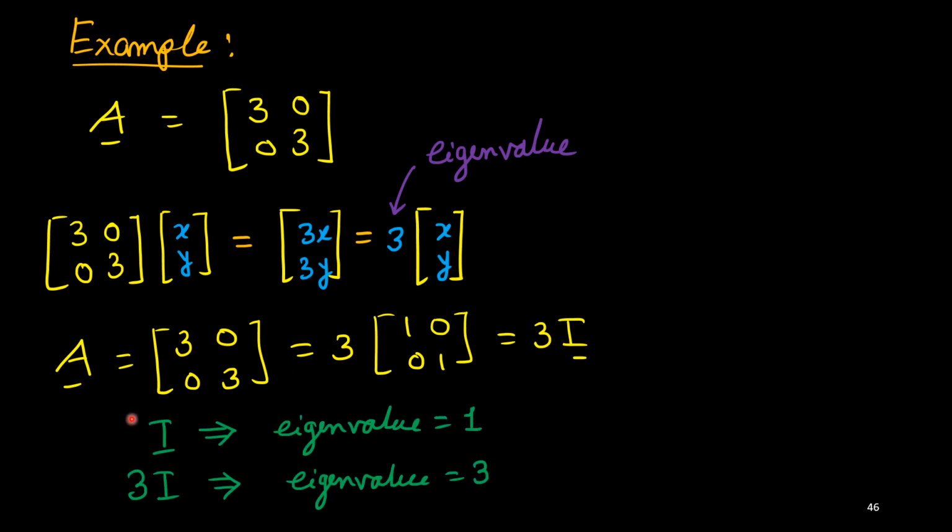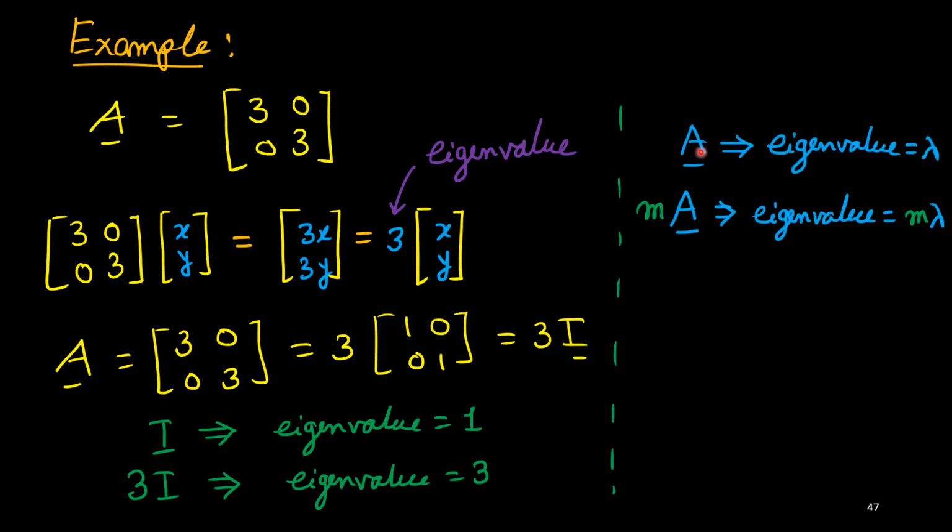And when I has eigenvalue 1, 3I should have eigenvalue 3. So in general it is true: if A is a matrix and one of its eigenvalues is lambda, then small m times capital A, a scalar multiplied with this matrix, will have the corresponding eigenvalue m times lambda. That is true for all matrices, not only for the identity matrix or permutation matrix.